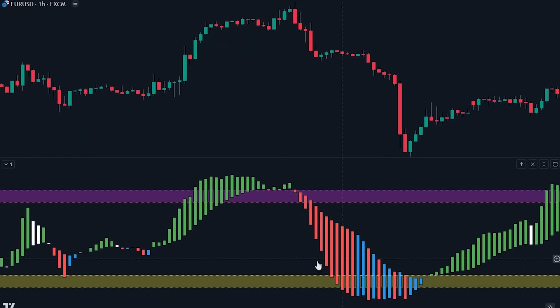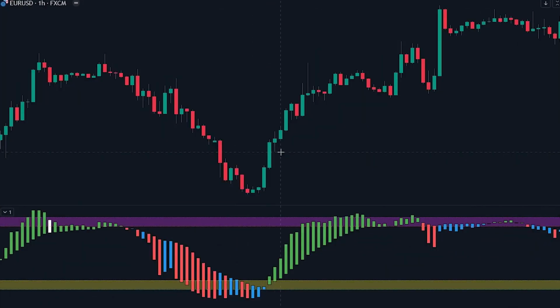Now let's take a look at how the indicator can be used to enter into positions. The first method involves looking for the candlesticks on the banker fund flow oscillator to switch its colors. When the color on the banker fund flow indicator transitions from blue or red to green while being below or at the yellow threshold line, it indicates a favorable buying opportunity.